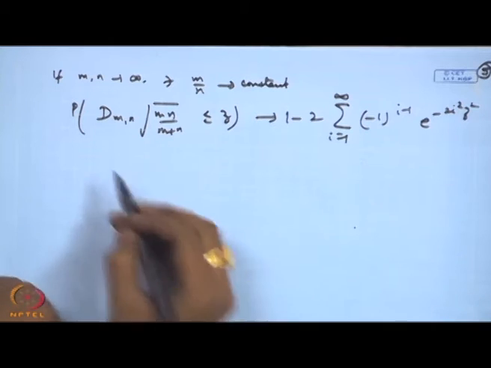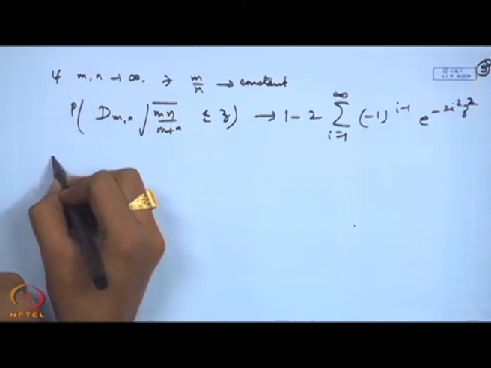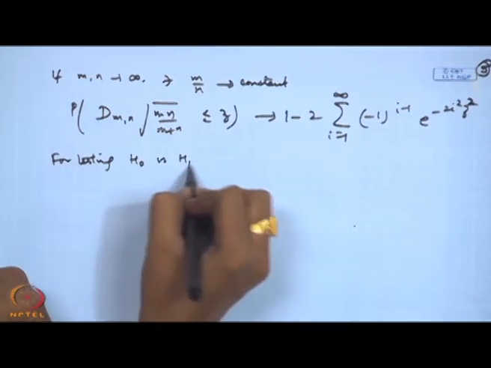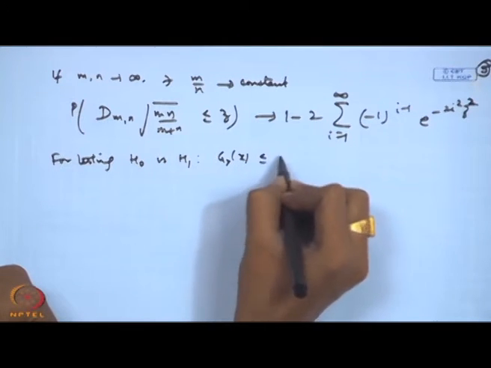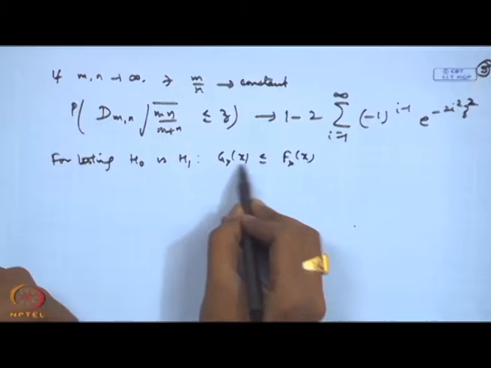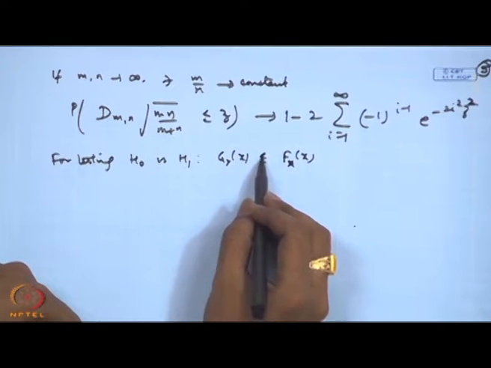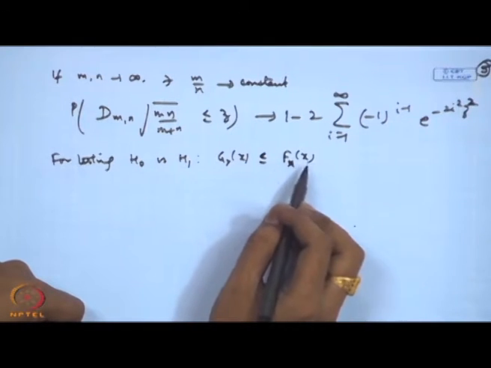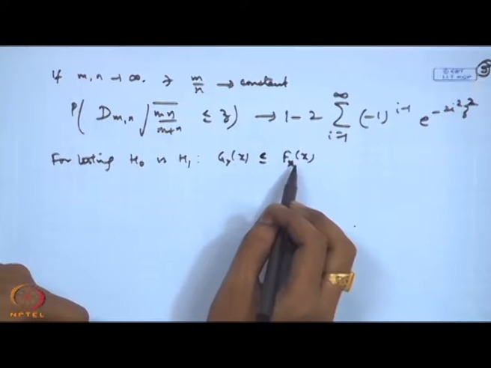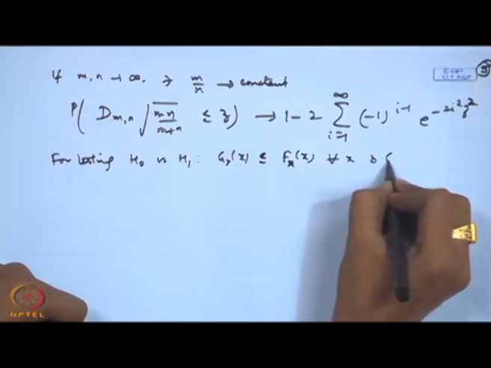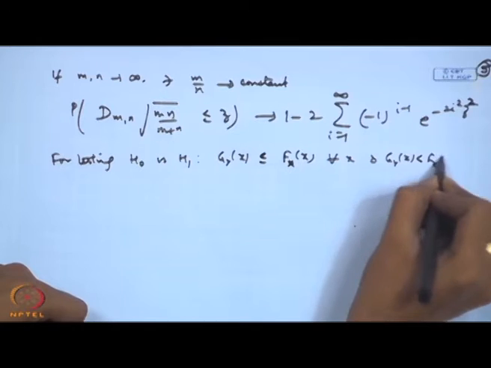So the asymptotic distribution is obtained here for testing H0 versus H1, where H1 could be like a stochastic ordering, that is, say G_Y(x) is less than or equal to F_X(x). Basically it means probability Y less than or equal to x is less than or equal to probability X less than or equal to x. That means we are saying that X is stochastically smaller than Y, and G_Y(x) is less than F_X(x) for some x.